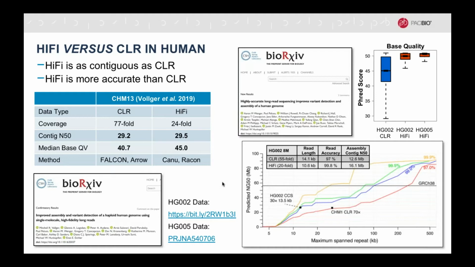Now turning to contiguity in human assemblies, the bottom right figure is from the Wenger et al. bioRxiv preprint, which introduced the HiFi data type. It shows a theoretical prediction of NG50 given read length and read accuracy, where each curve represents read accuracy and a proxy for read length is on the x-axis. In the inset table, we can see that the empirical NG50 values for the two HG2 data sets, the CLR and the HiFi, indicate that the HiFi data results in a more contiguous assembly compared to the longer but lower accuracy CLR data.